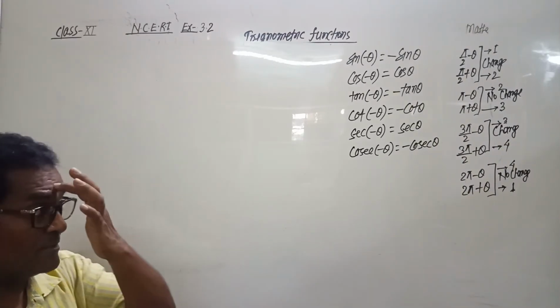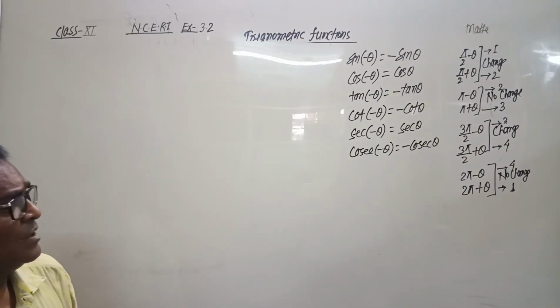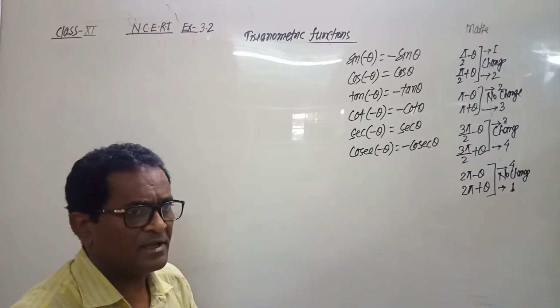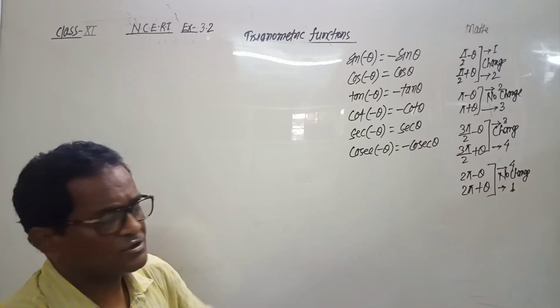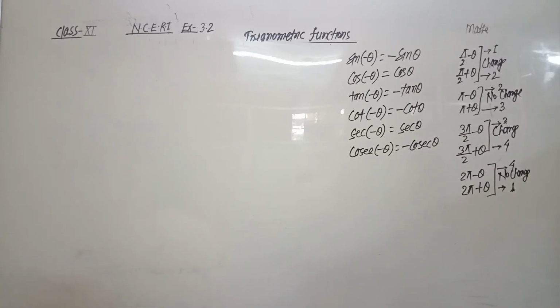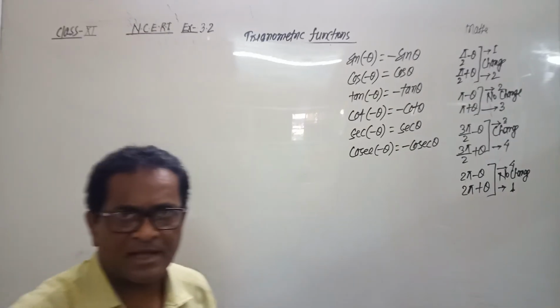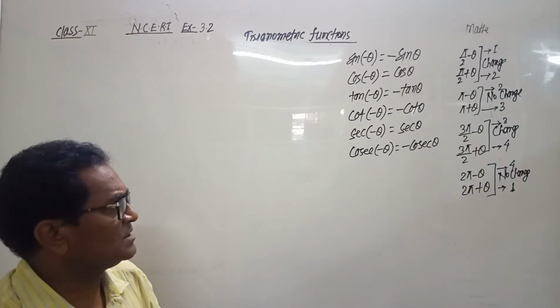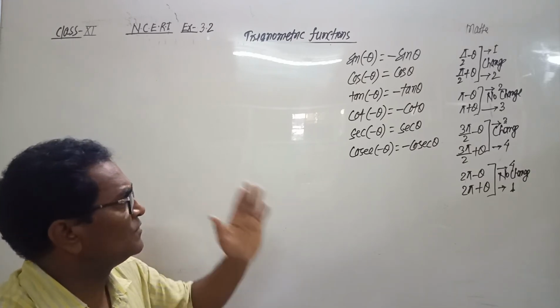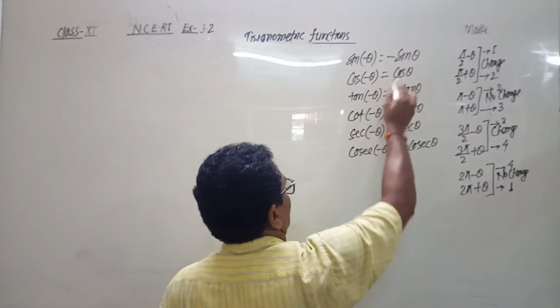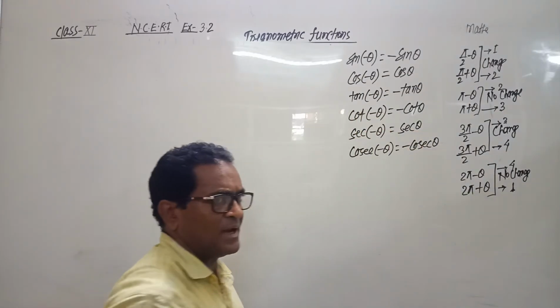This formula also we have to keep in mind. Only cos minus theta and sec minus theta give a positive value, and the rest of the trigonometric ratios give a negative value. Sin minus theta is minus sin theta, cosec minus theta is minus cosec theta, tan minus theta is minus tan theta, cot minus theta is minus cot theta. Only cos and sec give us a positive value. Cos minus theta is plus cos theta, sec minus theta is plus sec theta.